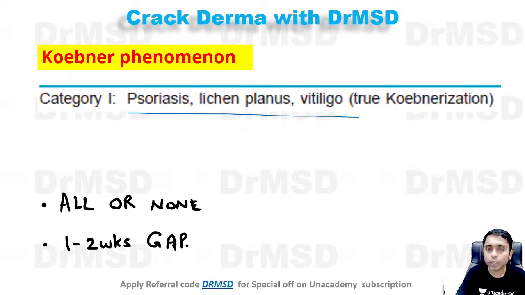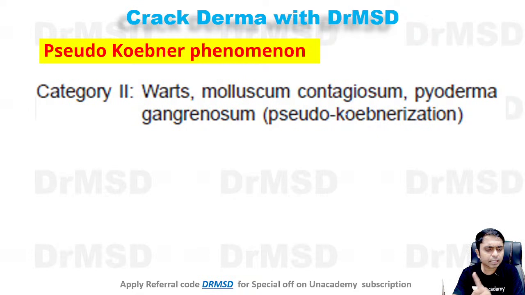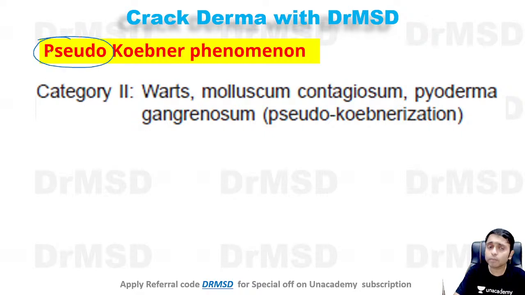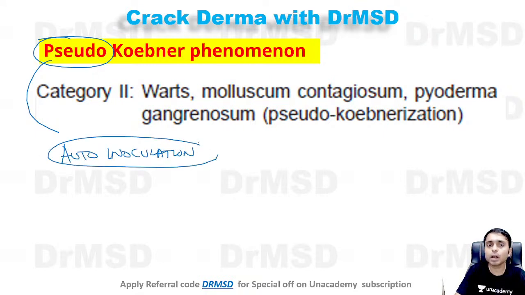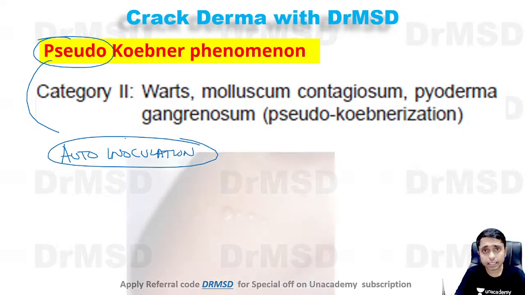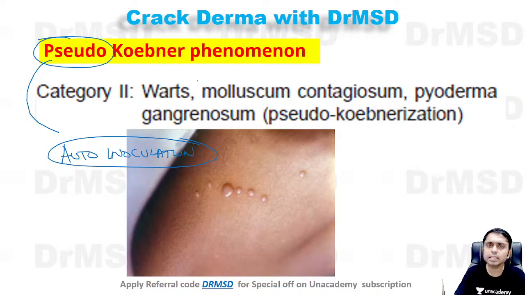As I have already told you, if the condition is an infection, if it is a viral infection, and again the same lesions are produced in a linear fashion due to the trauma which we have given, it is called pseudo-Koebner's phenomenon. Why? Because the underlying mechanism is auto-inoculation instead of autoimmunity. This is a Molluscum Contagiosum lesion which you are able to see.